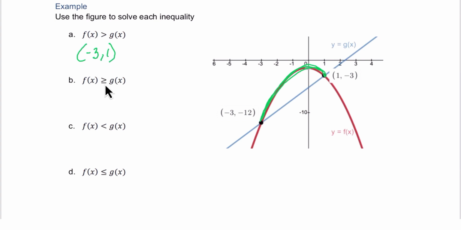But in part B, we now have greater than or equal to. Still, f is greater than or equal to g. So it's the same region. We can now just include those endpoints. So we have bracket negative 3 to 1.